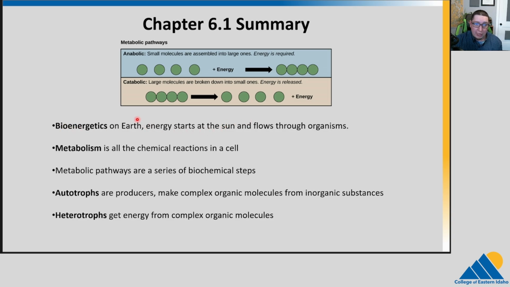Bioenergetics on Earth, we're looking at energy starting at the sun and flowing down through organisms. But at every step, we're losing some energy to heat always. Metabolism, that's all the chemical reactions that occur in a cell. Metabolic pathways are a series of biochemical steps that occur. And then we talked about autotrophs. Those are producers that make complex organic molecules from inorganic substances. So I take CO2, I stick CO2 together to make sugar, a complex organic molecule. Heterotrophs, on the other hand, are doing that reaction in reverse. They're taking energy from complex organic molecules, usually by eating other organisms.